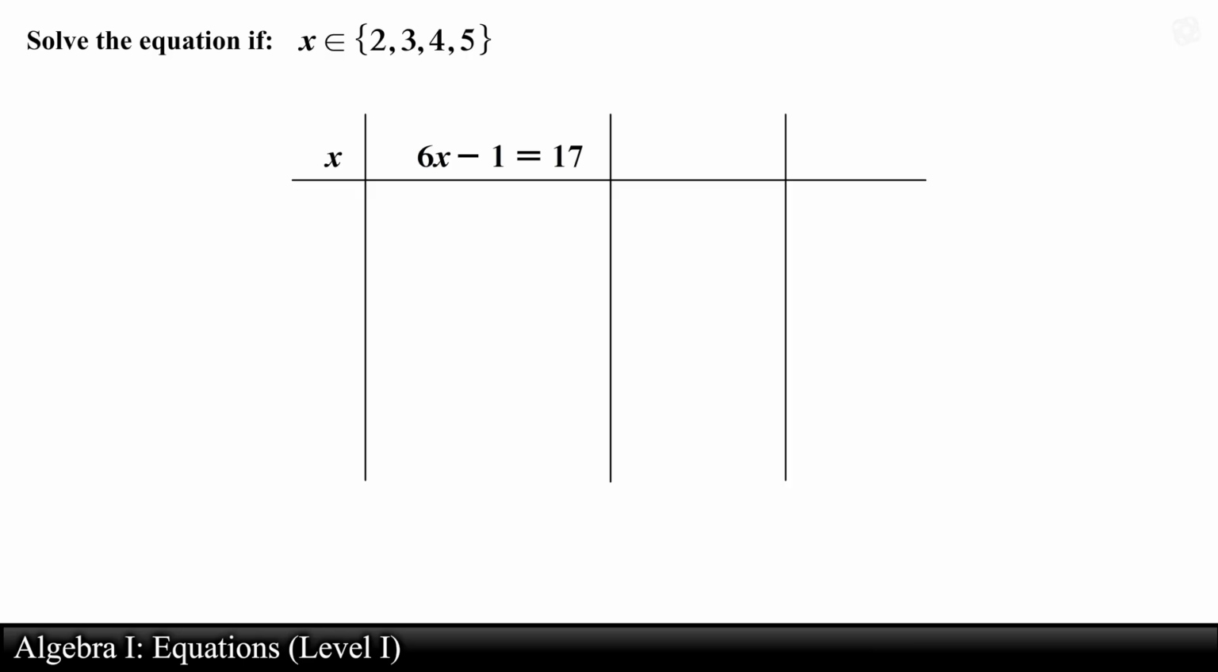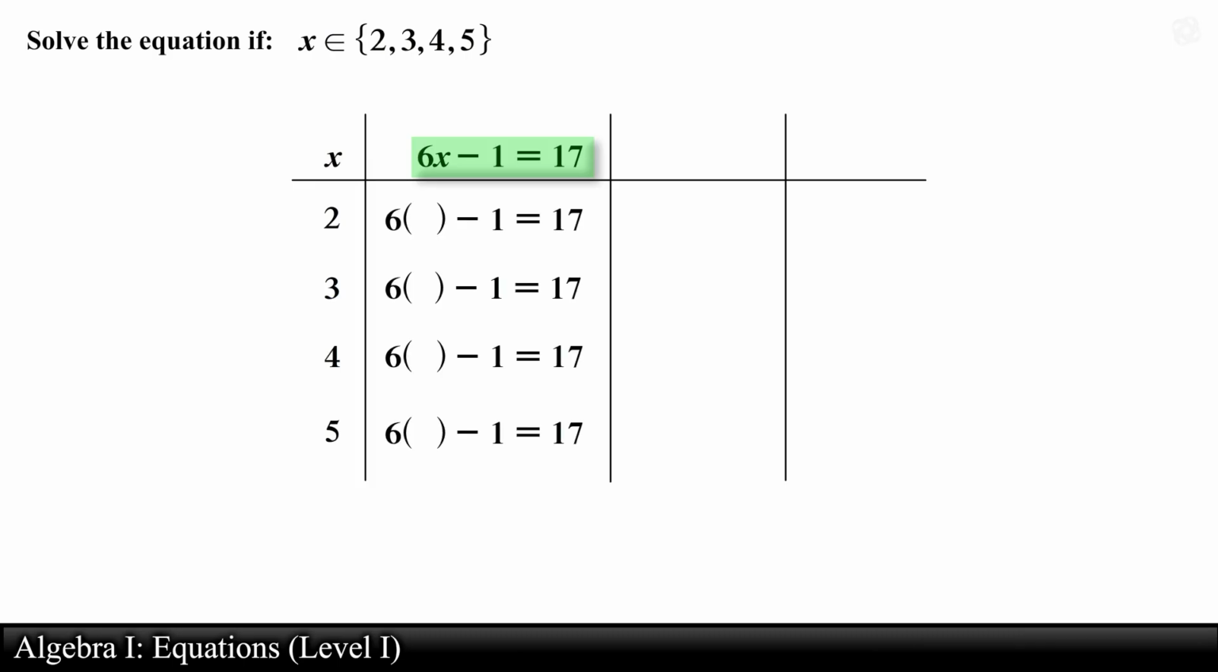The first column will contain all the elements of the given domain. In this case, 2, 3, 4, and 5. The second column is where we will substitute the given elements into the equation and evaluate them at the given number. The third column will contain the simplified equation. In the last column, we'll keep track if the resulting substitution yielded a true or false statement.